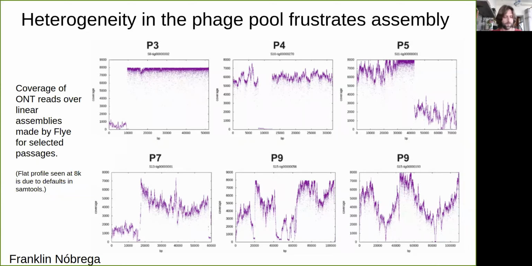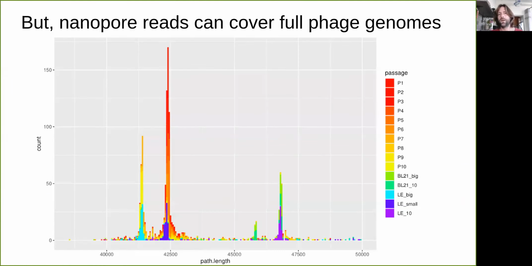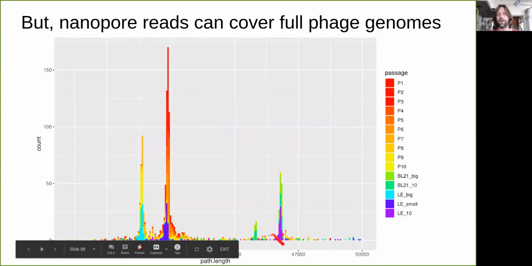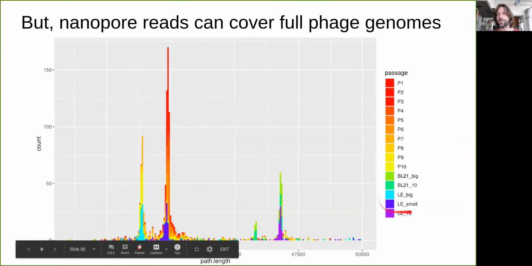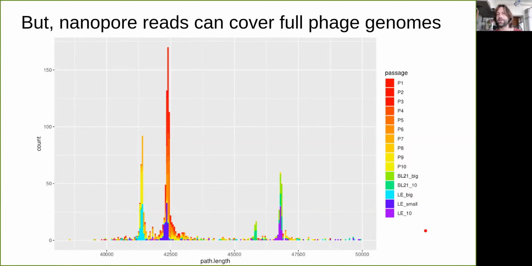And so my collaborator, Franklin Nobrega, basically found me and said, I can't assemble these and understand what's going on. And so we took a different approach. And basically we found that sometimes the nanopore reads are covering full phage genomes. So they're showing a range of the length frequency distribution of nanopore reads, where we have these unexpected spikes, and they're correlated with different passages, right? The first 10 go red to yellow, and the last ones, these are ones taken after 25 passages, are very diverged. They have these different colors.